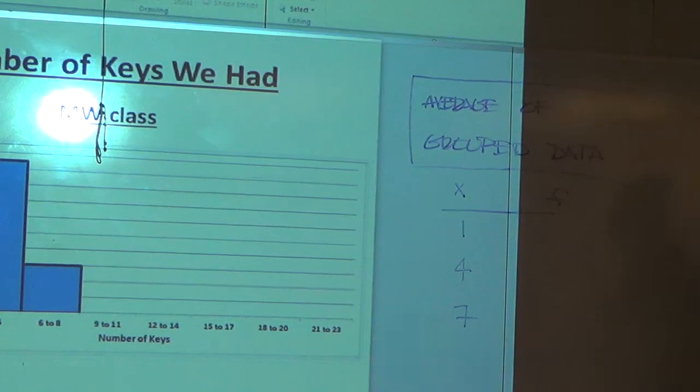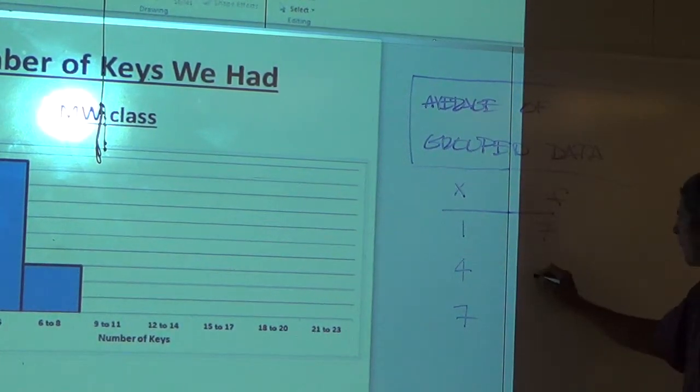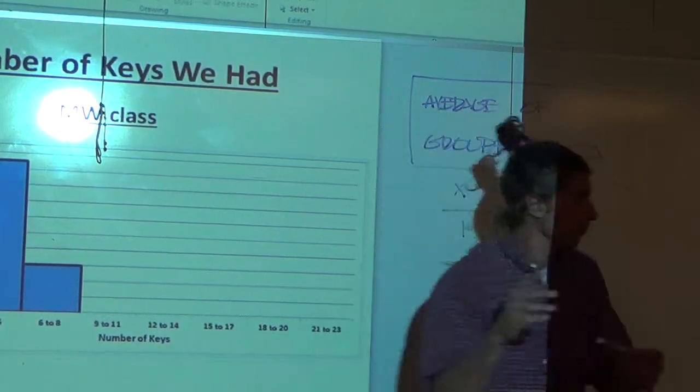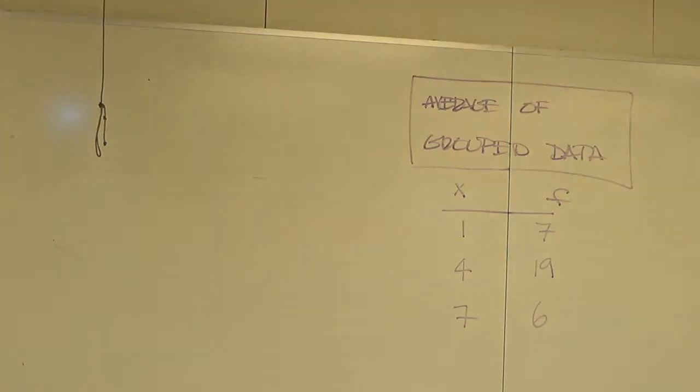And then we put the frequencies: 7, 19, and 6. There we go. And I think I can turn this off now for a moment. Turn the lights back on so it's easier to see. So essentially, that's what we've got.